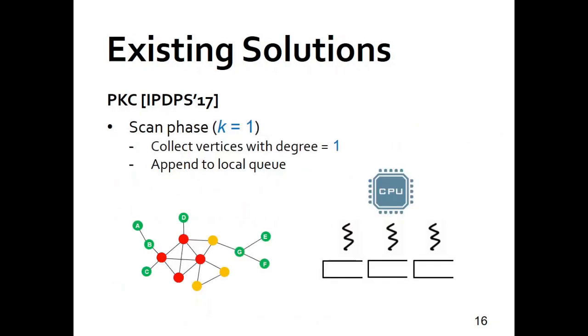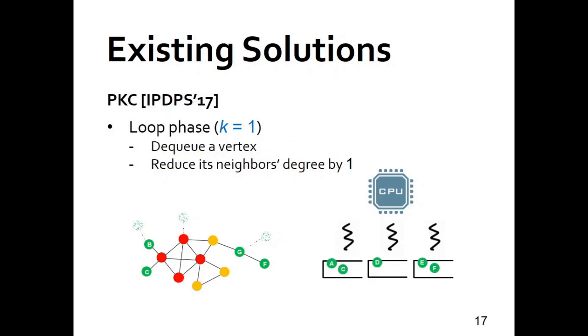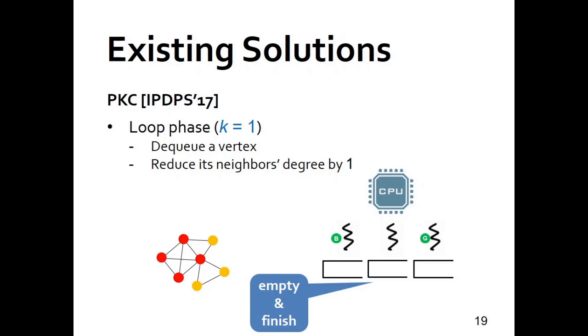In the scan phase, the thread examines vertices with degree equal to k and appends the vertices to their local buffers. In this example, vertices with degree equal to 1 are appended to the buffers. The vertices in the local buffers are examined by the corresponding threads, and any new vertex is also appended to the local buffer. As vertex A is processed, vertex B is appended to the local thread buffer. Hence, there is no need for synchronization among the threads. A thread keeps processing until its buffer gets empty. An iteration completes when buffers are empty. It then proceeds to the next value of k.